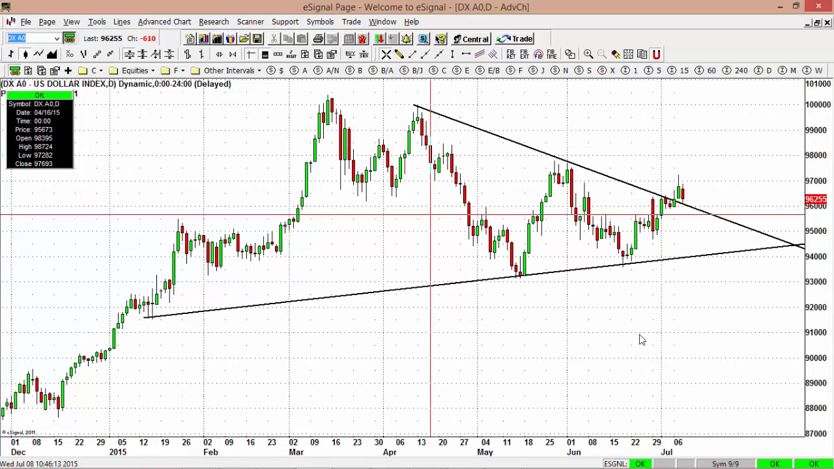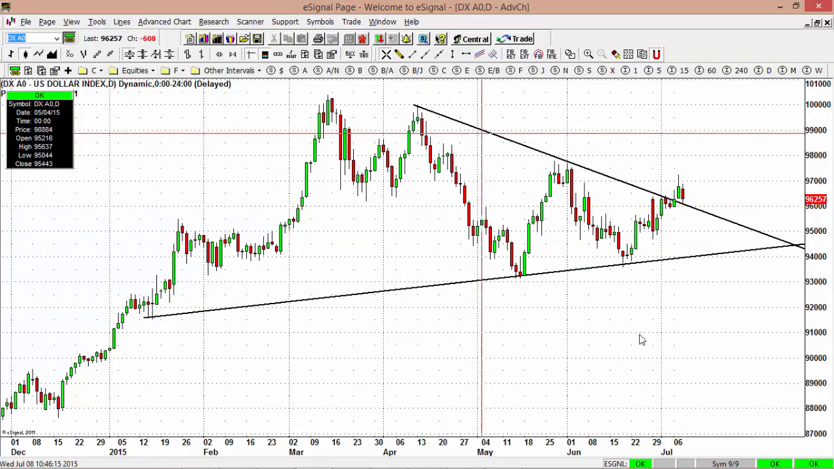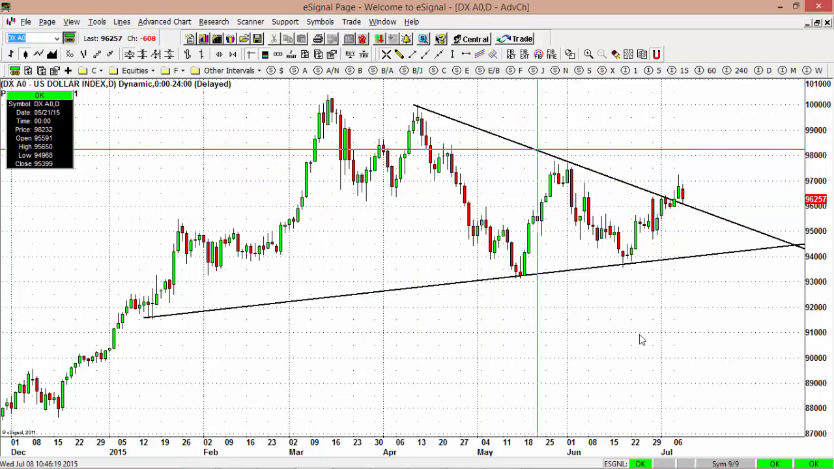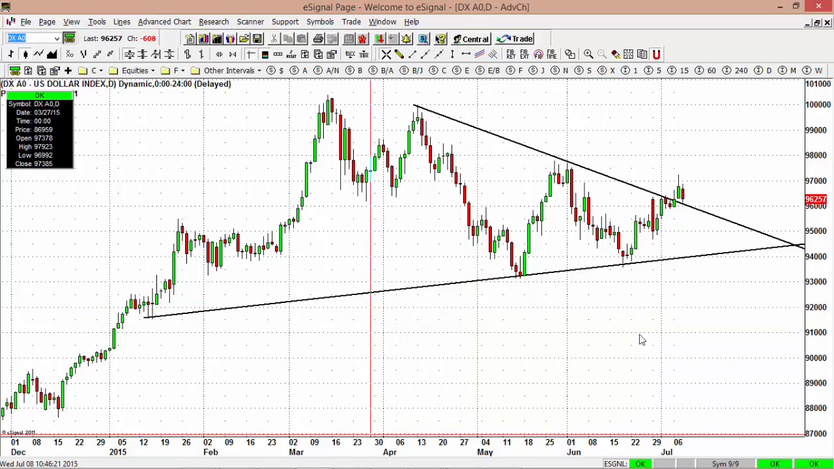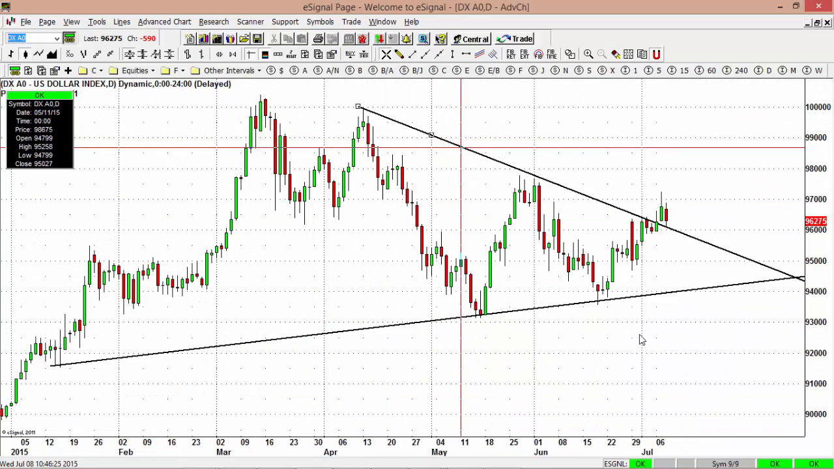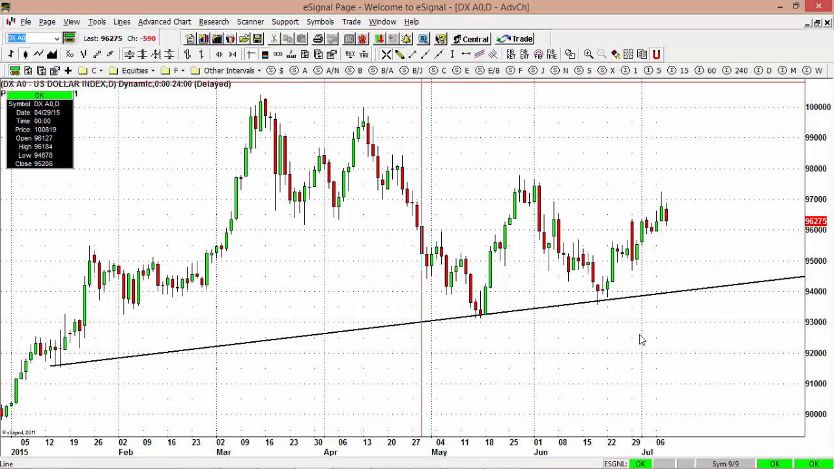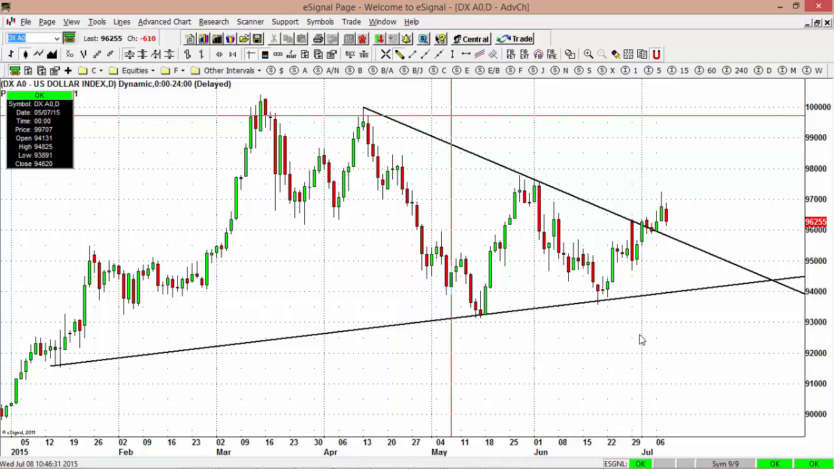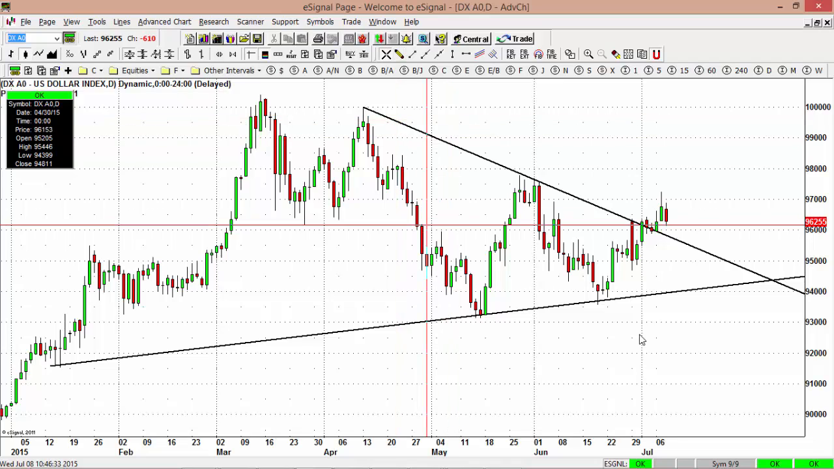But just taking a look at the US dollar index, which is a composite of all the different major currency pairs. What happened was that the market, let me just redraw this trend line. We see where the market was able to break this downtrend. The market was able to break out of this consolidation pattern, and it broke out to the upside.